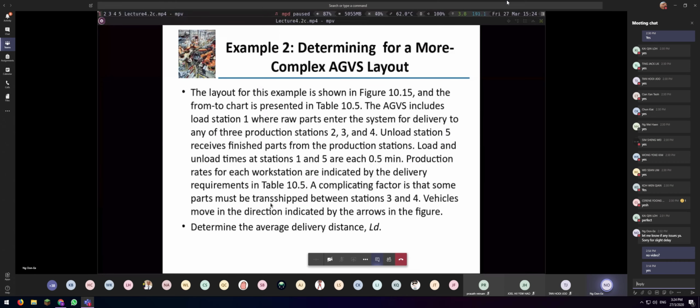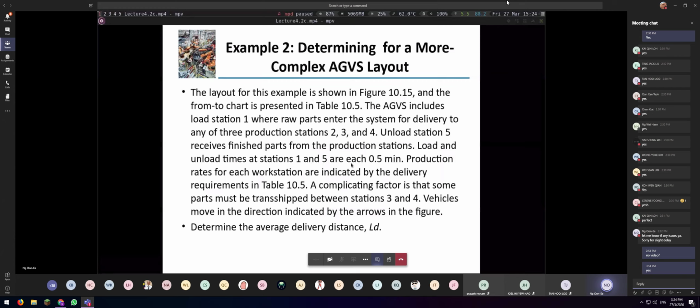What if we want to do our second example? What if we want to look at a more complex layout? And for more complex layouts, which are not just one cycle, we will have to look, okay, so we have a station 1, which is our raw parts. Then it goes to either station 2 or station 3 or station 4. And then you have an unload station called 5, which receives the finished parts. These are the loading and unloading times, 0.5 minutes. Production rates are indicated.